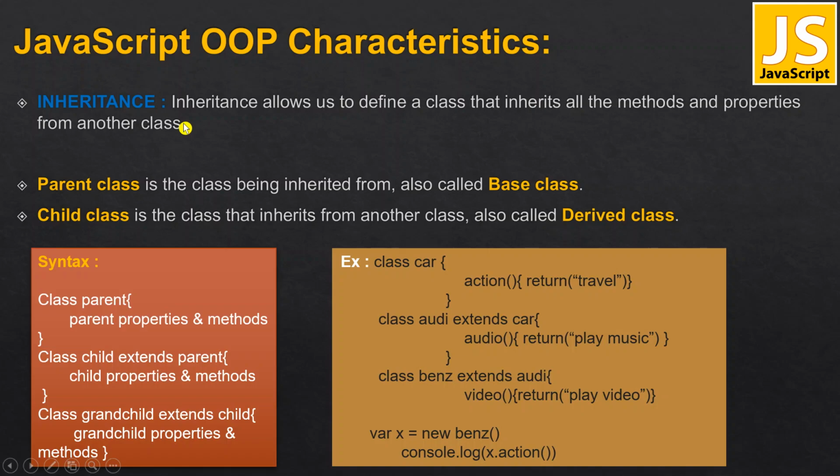Generally, four important characteristics are there. Number one is inheritance, number two is encapsulation, number three is polymorphism, number four is abstraction, right? In this class we are going to discuss the inheritance characteristic of JavaScript OOP. JavaScript OOP supports inheritance. So let us see what this inheritance characteristic is.